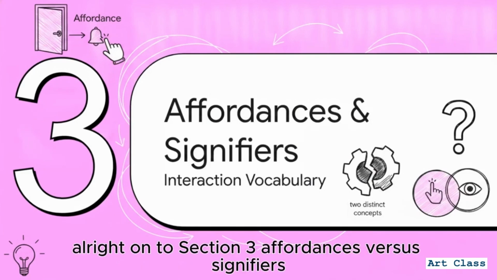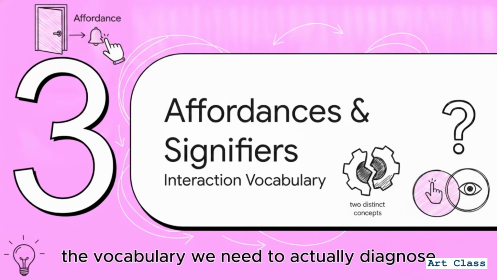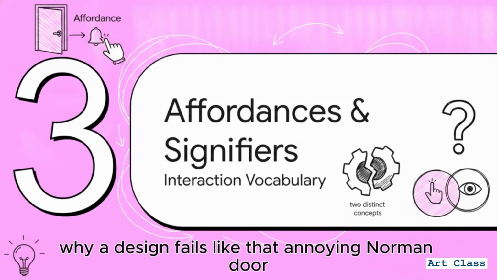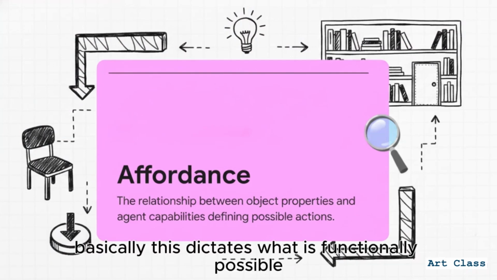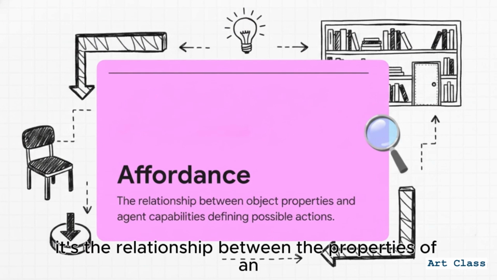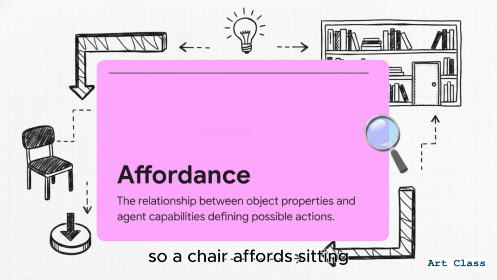All right, on to Section 3, Affordances versus Signifiers. Let's build up the vocabulary we need to actually diagnose why a design fails, like that annoying Norman door. The very first concept we need is an affordance. Basically, this dictates what is functionally possible. It's the relationship between the properties of an object and the capabilities of the person using it. So, a chair affords sitting. A physical button affords pressing.